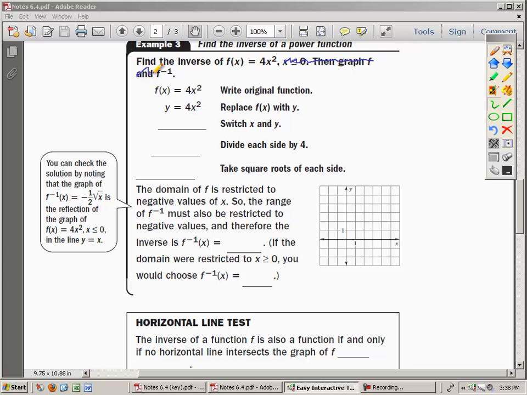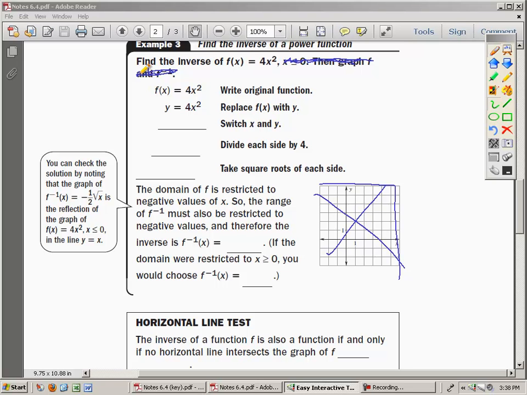We're going to ignore this part of it because we really haven't talked much about graphing polynomial functions. Graphing power functions and their inverses. So, first of all, if I want to find the inverse of the function, let's just find the inverse of the function first, and we'll deal with domains at a later time.